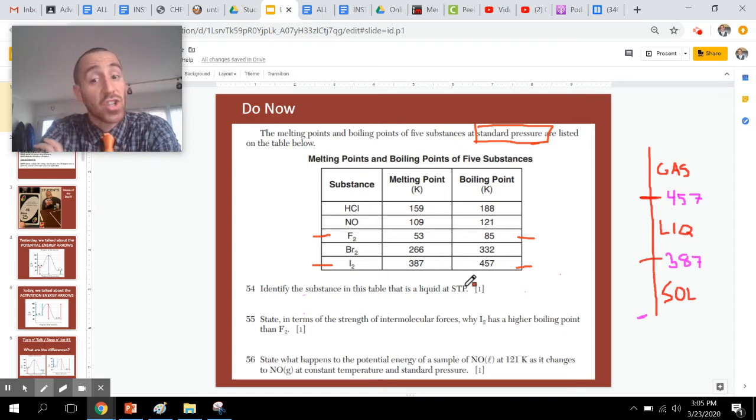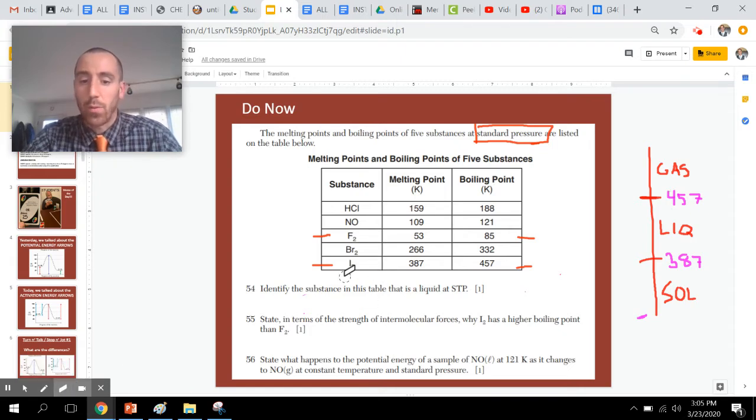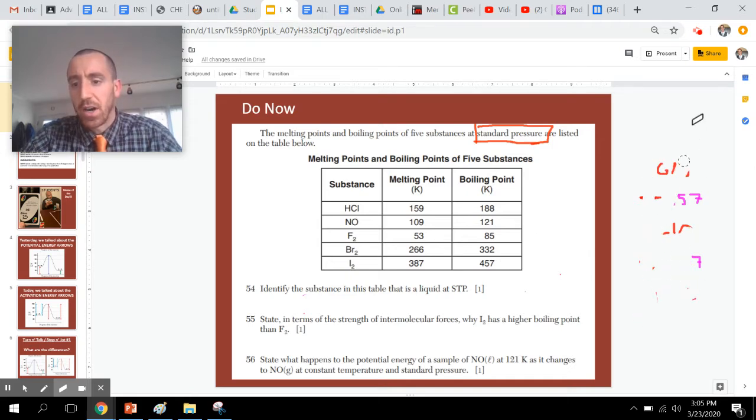And last but not least, tough one, number 56. State what happens to the potential energy of a sample of NO liquid at 121 K as it changes to NO gas at constant temperature and standard pressure. I'd say this series of questions is tough. There are like 2 medium to difficult questions and then a difficult question. This is definitely difficult. So if you get it right, great job.